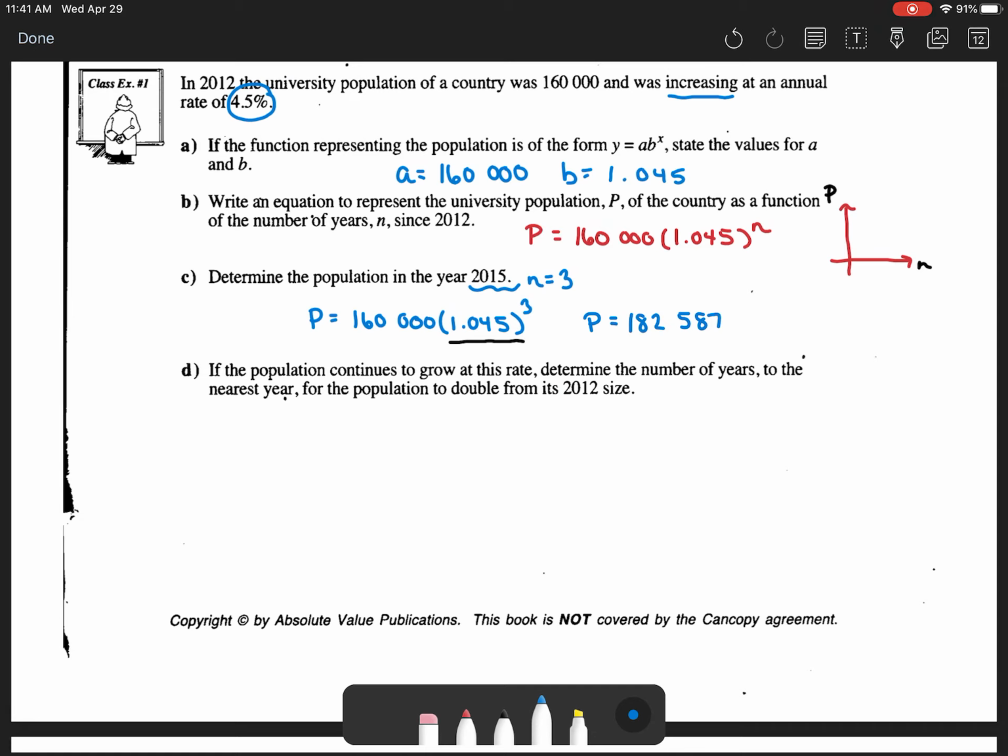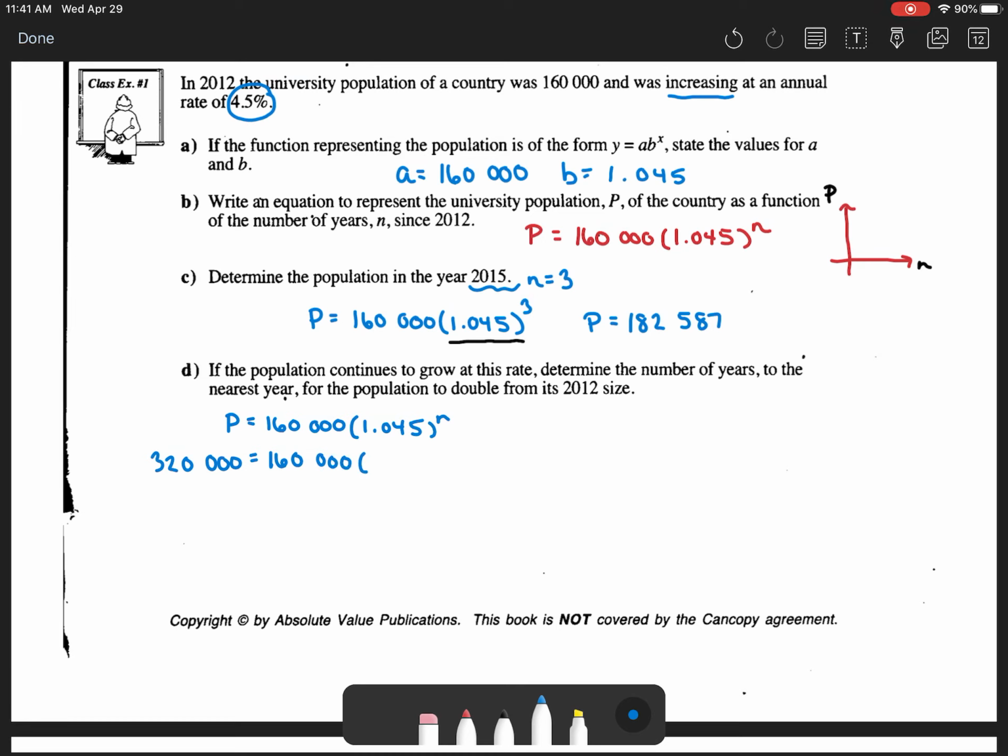Now, in part D, it says if the population continues to grow at this rate, determine the number of years. So this time they're looking for the n value. They want the number of years to the nearest year for the population to double from 2012. So what I'm going to do is just write out the equation that I'm starting with. P is equal to 160,000 times 1.045 to the exponent of n. Now, I know from the question they want the population to double, so that means my final population will therefore be 320,000, double the 160,000.